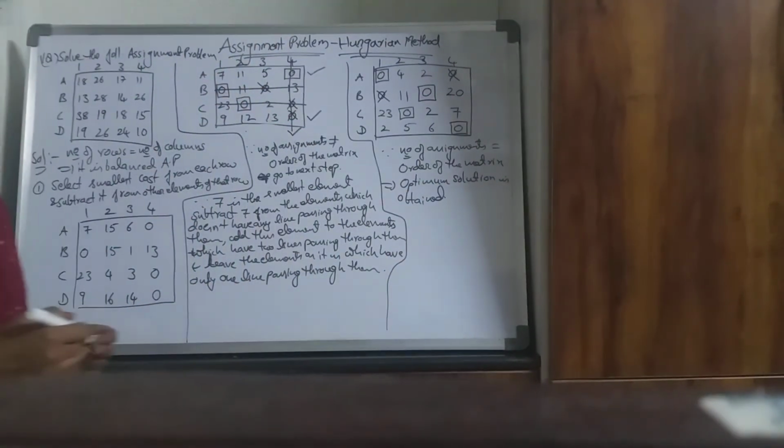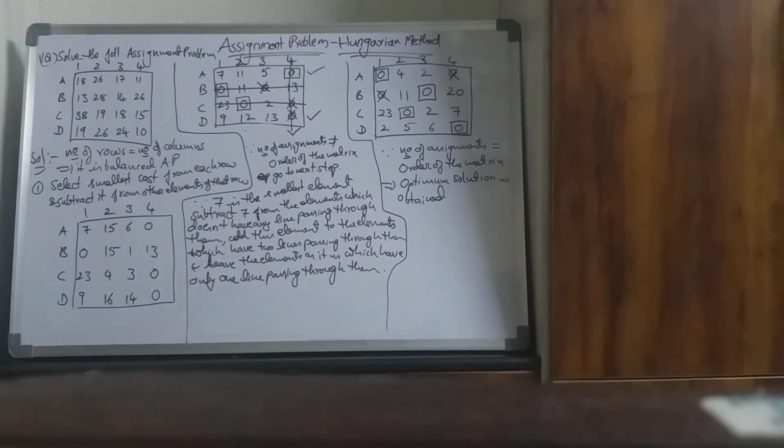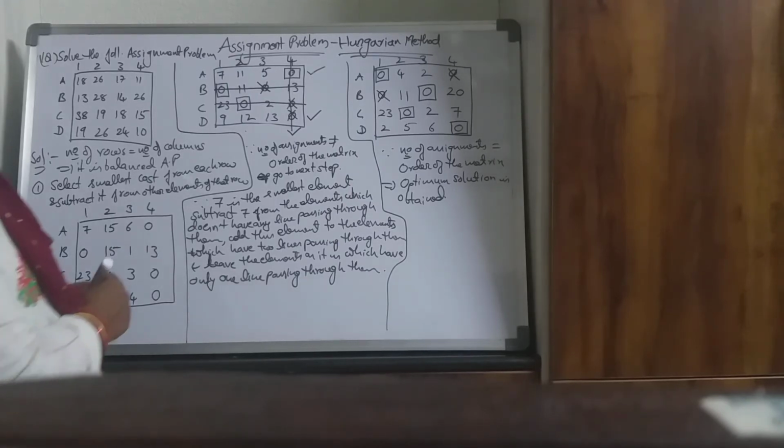So once you get the order of the matrix and number of assignments as same, that means you got the optimum solution. And what is the optimum assignment here?